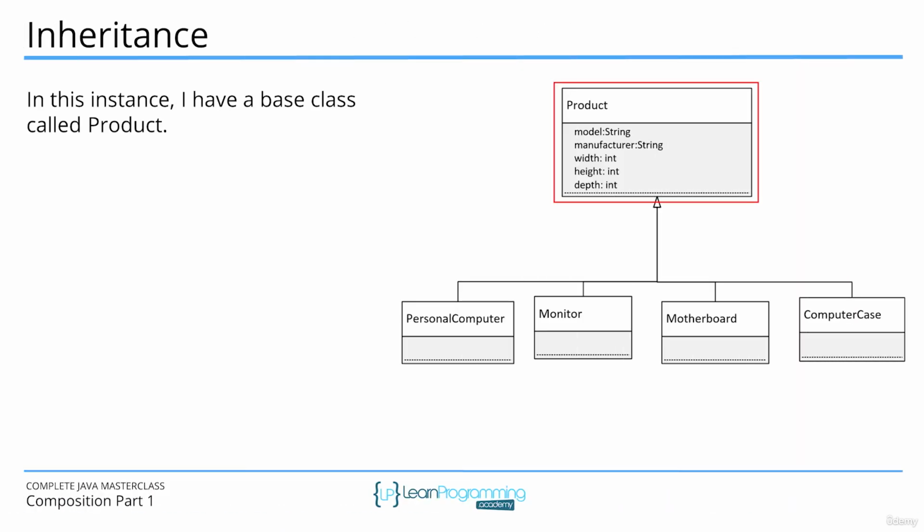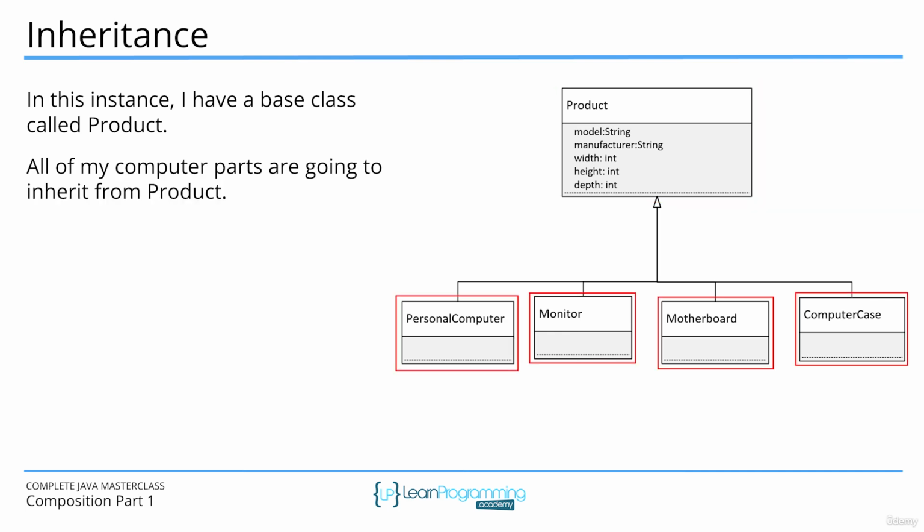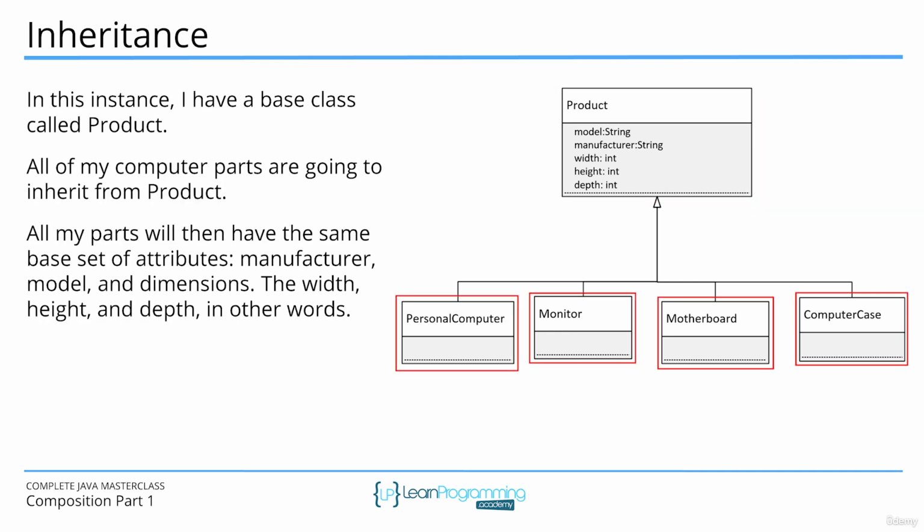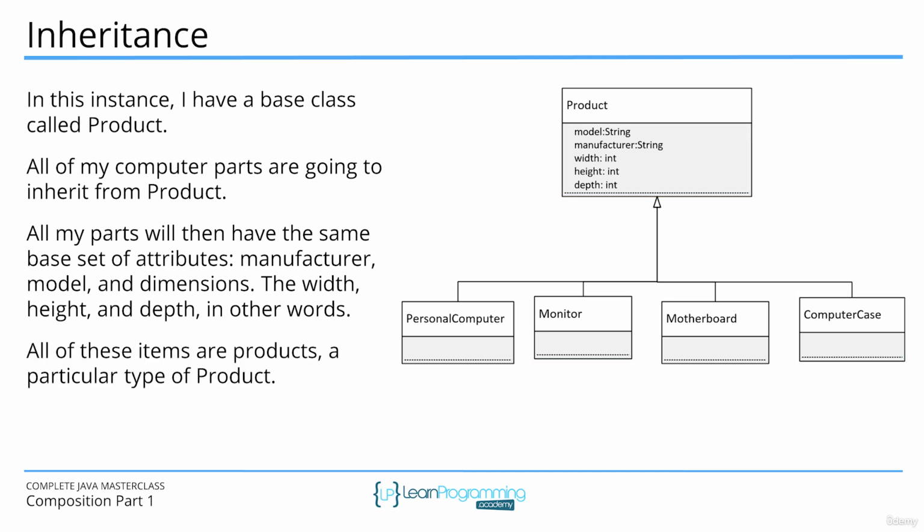In this instance, I have a base class called product. All of my computer parts are going to inherit from product. All my parts will then have the same base set of attributes: manufacturer, model, and dimensions. The width, height, and depth. In other words, all of these items are products, a particular type of product. A personal computer, monitor, motherboard, and computer case are a few parts or products you can think of that would be sold by a computer distributor.